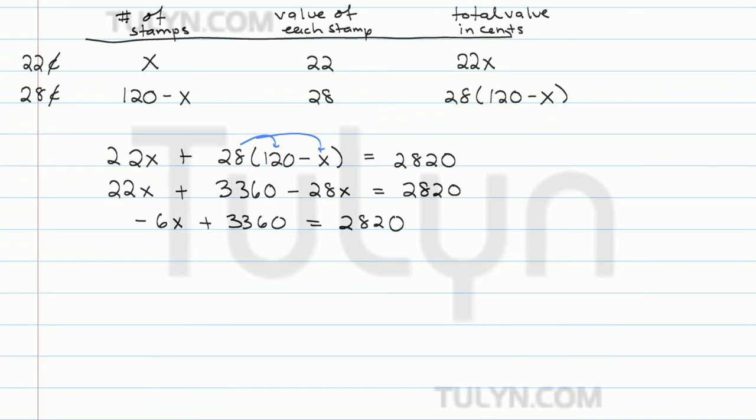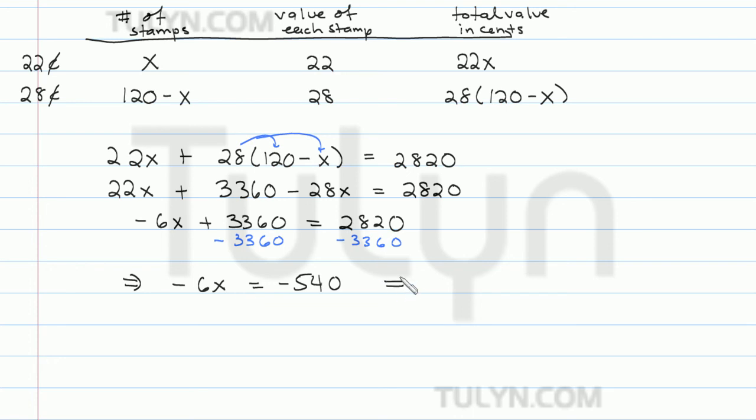And then I want to subtract the 3,360 from each side of the equation. So what we're left with is negative 6X is equal to negative 540. And it's a good thing both of these sides turned out to be negative, which means our X is going to be positive. If you got negative 6X equal to some positive number, and our X turned out to be negative, then you know you've done something wrong.